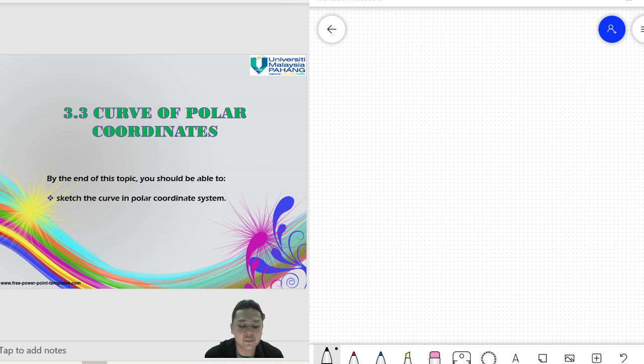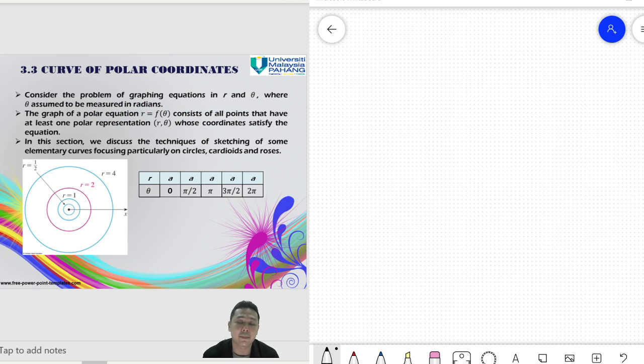This is the second version, or the remake, of the video lecture for the title 3.3 Curve of Polar Coordinates. For this remake, I try to make my explanation better. After you already know the fundamentals of polar coordinates, which are represented by r and theta, where r is the distance between the point and the origin, while theta represents the angle. So based on this given representation of polar coordinates, we can sketch several shapes given a different function of r.